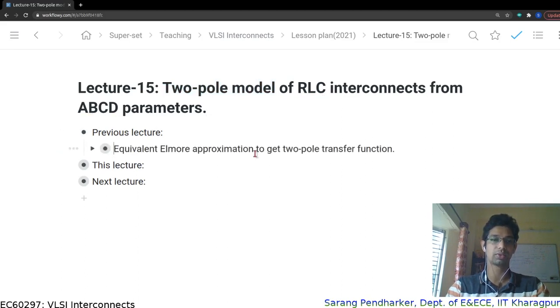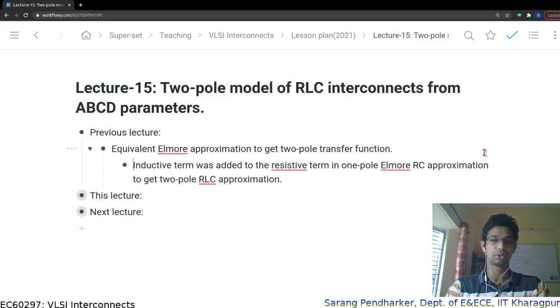In the previous lecture, what we saw was an equivalent Elmore approximation to get the two-pole transfer function, and in the lecture before that, we had seen how we can estimate the delay from a two-pole transfer function. So recall what we did in the last lecture.